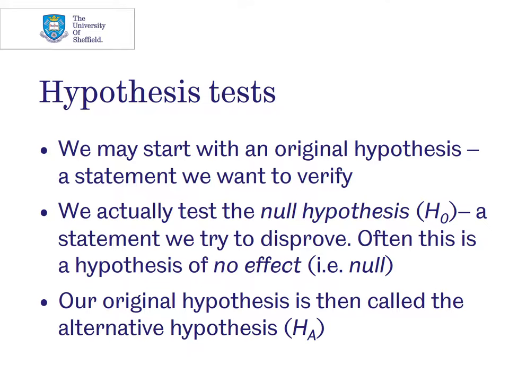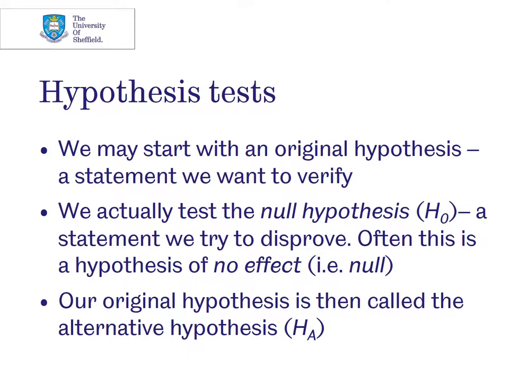So what we take is a hypothesis of no effect. Now, that might mean that there's no correlation between two variables, or there's no difference between two groups. Here, it could be that there is no difference between the staff absence rate and 40%. In other words, the staff absence rate is 40%. So this is the null hypothesis.